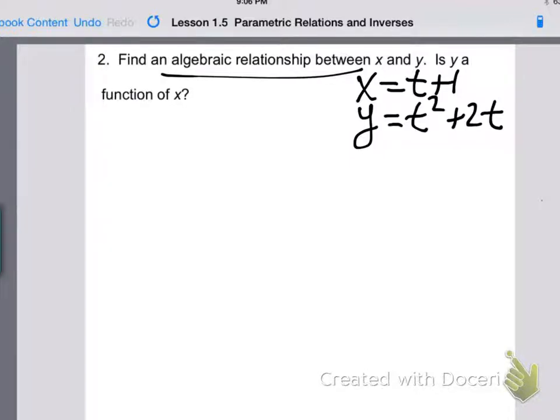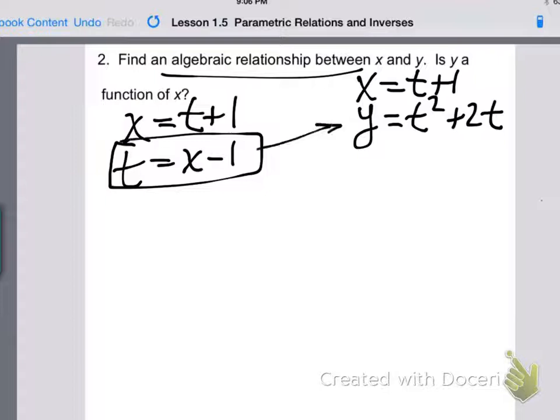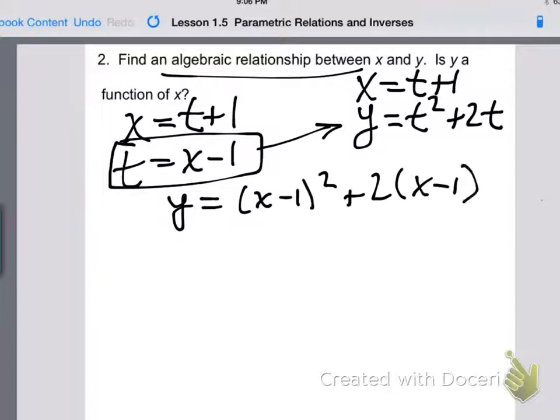In order to do that, we've got to get rid of one of our variables. We're going to get rid of t, because we want a relationship between x and y. And how are we going to do that? We're going to do that through substitution. So I'm going to write x equals t plus 1, and I'm going to solve for t. So t is going to equal x minus 1. And I'm going to plug this into here. So I have y equaling (x minus 1) squared plus 2 times (x minus 1).